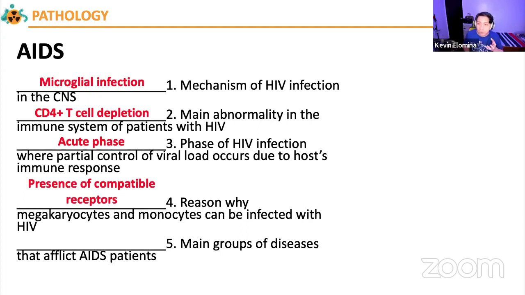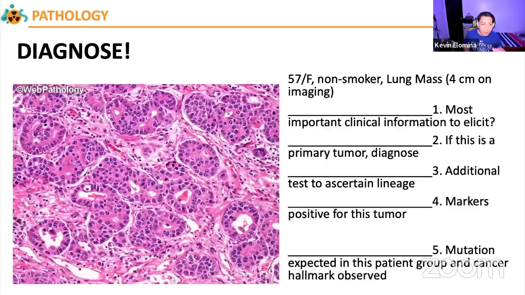And what are the main groups of diseases that afflict your AIDS patients? Remember that your AIDS patients suffer from double burden of disease. Bukod sa infections, they suffer from tumors because of oncogenic viruses. Okay? So for neoplasia, let's make things a little bit practical. If you have a 57-year-old male who's a non-smoker presenting with a lung mass that's 4 centimeters on imaging.